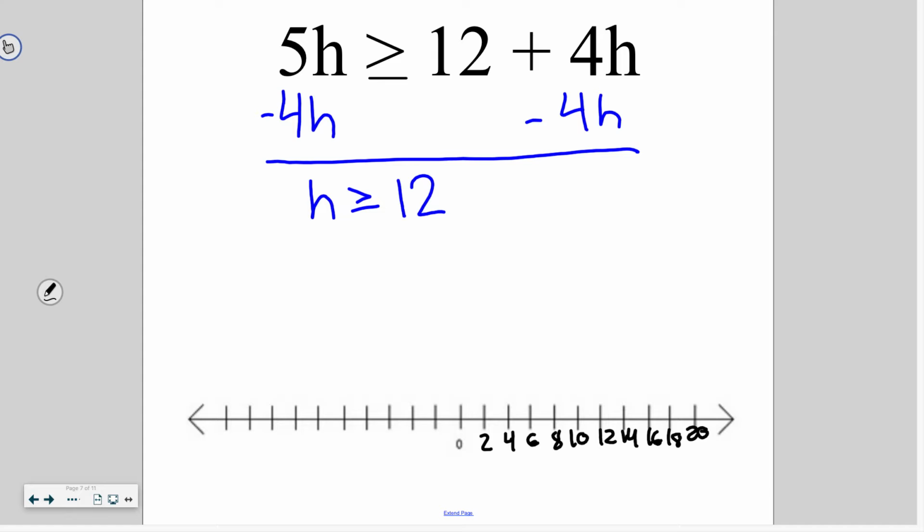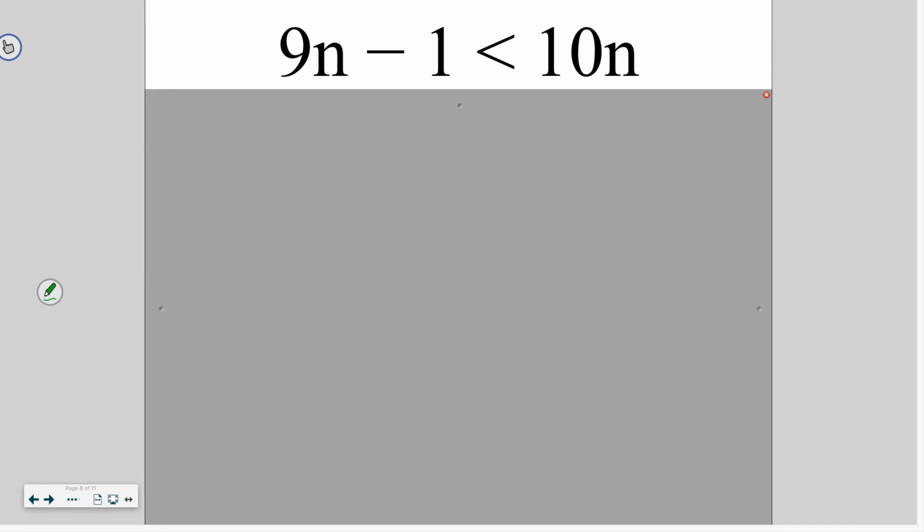Looking at my inequality symbol, it's a greater than or equal to, so I'm going to put a closed dot at 12 because we want that equal to part in there. Then I'm going to plug in 0 and say 0 is greater than or equal to 12, which is a false statement, so I don't want to include 0, and I am drawing my graph to the right.